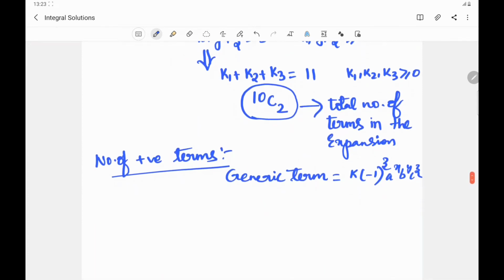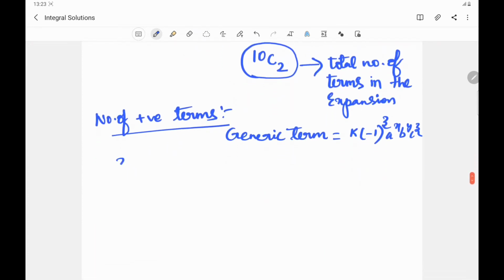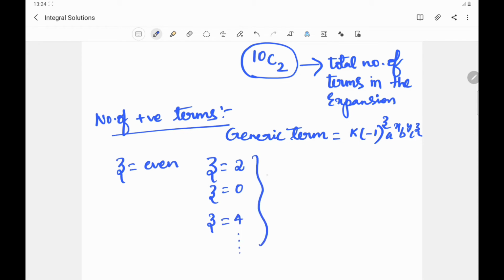Now a positive term would appear when z is even. Z is even meaning, if z is 2, or z can be 0 as well, z can be 4 as well, so even values for z. So let me write z as 2L, an even number, where L is greater than or equal to 0.